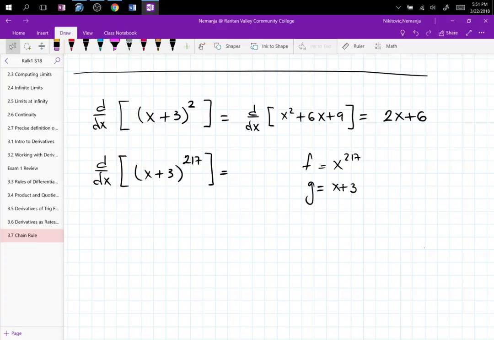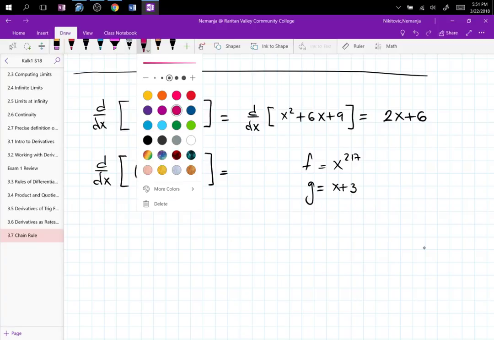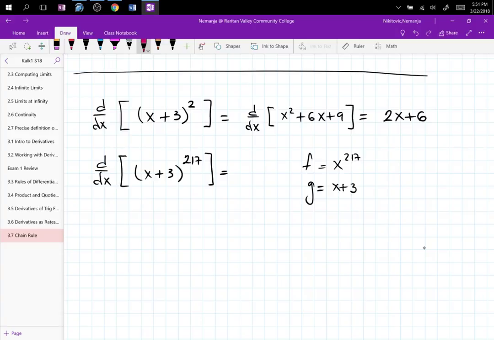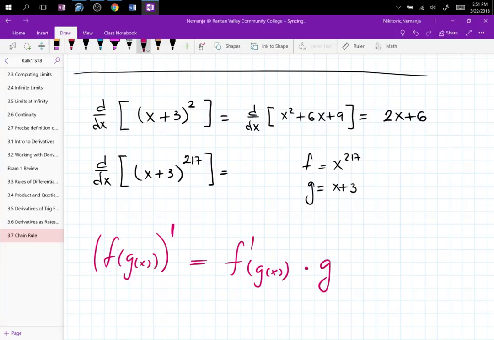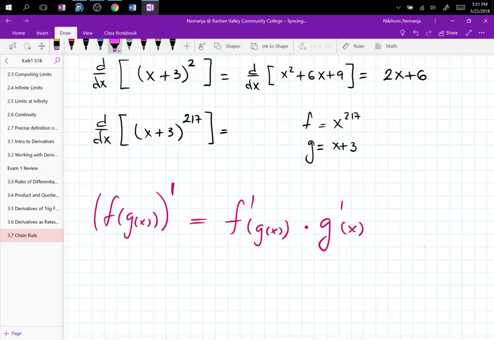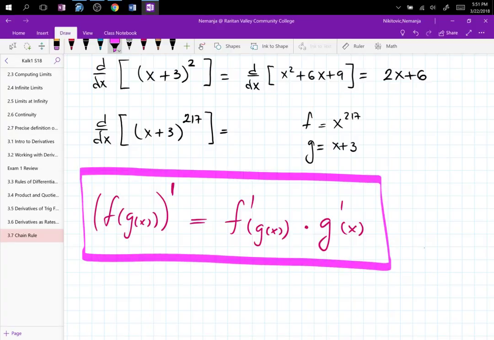So here is the formula which you are going to memorize. This is known as the chain rule. And then use it in all of these situations when you have composite functions, derivatives of composite functions. So the derivative of function composition f of g of x is the derivative of the outer function with g plugged in times the derivative of g. Chain rule.